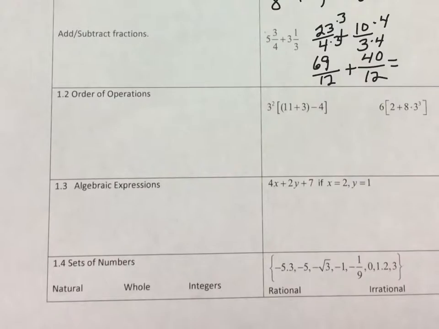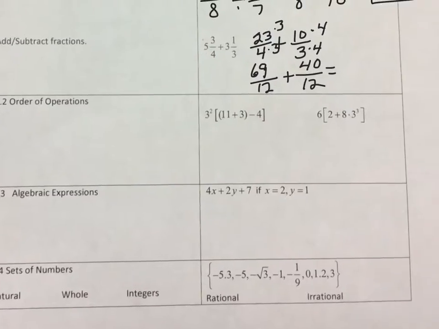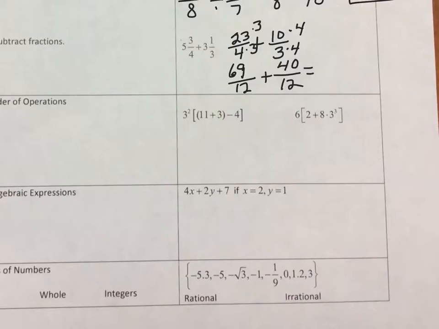And are they frozen? Can you guys still hear me? Okay. So now that we're at 69/12 and 40/12, we're going to have an answer in 12s. Or at least my next step is going to be in 12s. 69 and 40 is 109. I do need to see if that'll reduce.